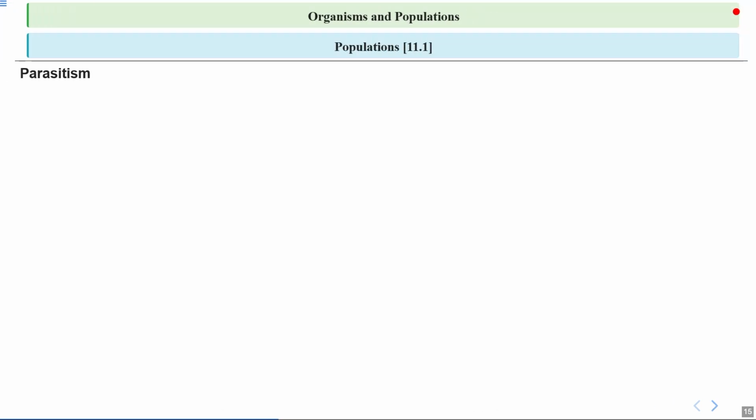Now let's talk about an interaction which is known as parasitism. Parasitism is a unique relationship where one organism, the parasite, benefits at the expense of the other, which is the host.